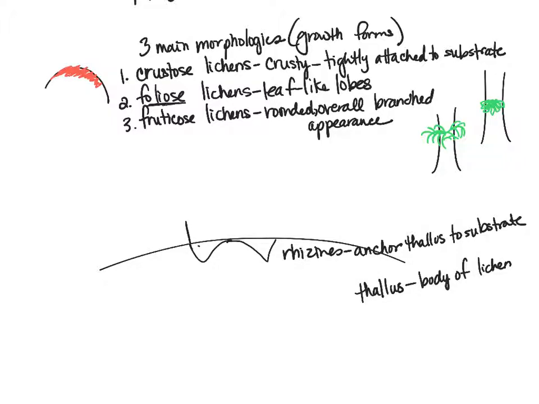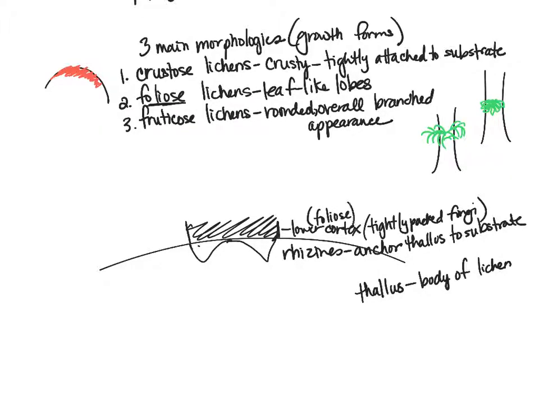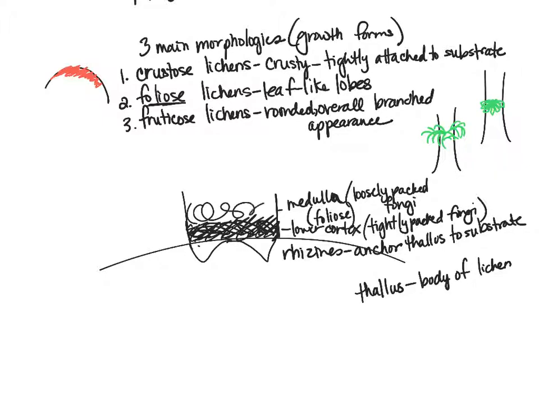Then, as I mentioned, foliose lichens have this secondary or lower cortex. This is where we would find the lower cortex, which is a more tightly packed area of tightly packed fungi. That's in foliose lichens. Then as we move more superficially, after our lower cortex, we have the medulla. Medulla means middle, and this is more loosely packed fungus. Then as we move up, we have our algal zone. This is where we have algae mixed in with the fungus, but more algae than fungus. This is our algal zone, where our photosynthesis occurs.